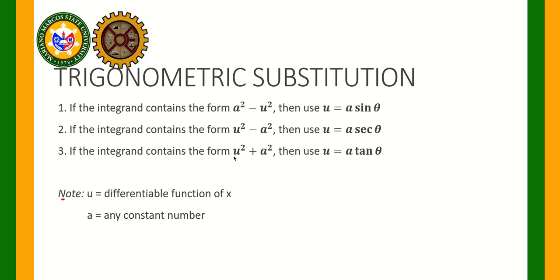Okay, reminder lang, this is commutative, so kung nauna yung a squared, okay lang, gagamitin pa rin natin to. Okay. So note, u is a differentiable function of x, and then a is any constant number.